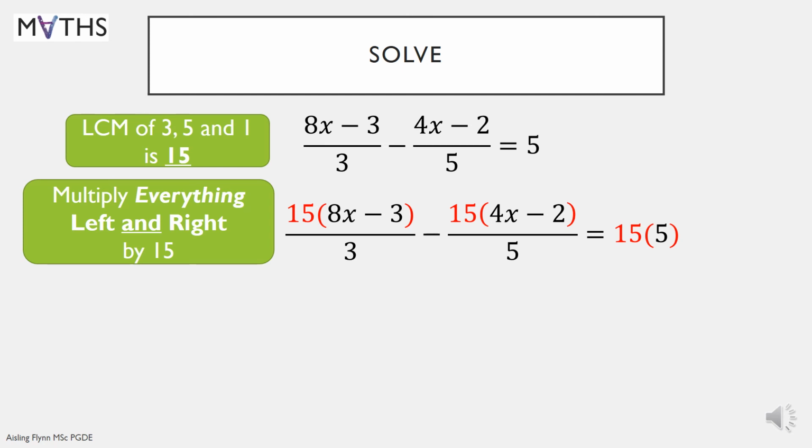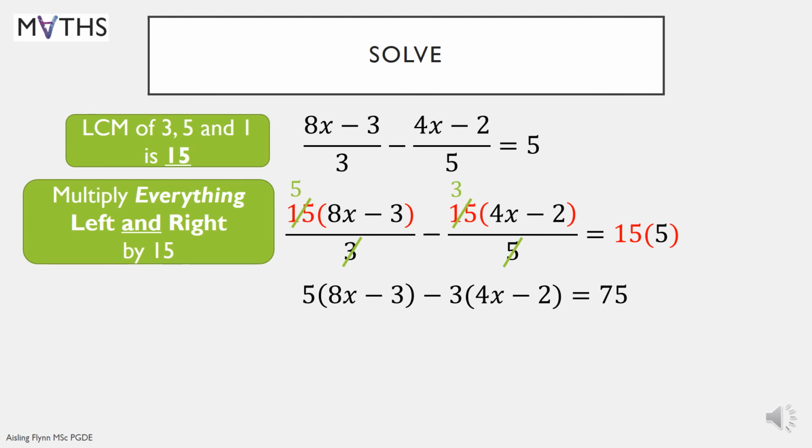Okay, so now we'll do some division. 15 divided by 3 is 5. 15 divided by 5 is 3. And we don't have to divide on the other side because it's just 1. Now, that line there looks very messy, but the next one looks much better. So you have 5 times the bracket 8x minus 3, minus 3 times the bracket 4x minus 2, equals 75 on the right.